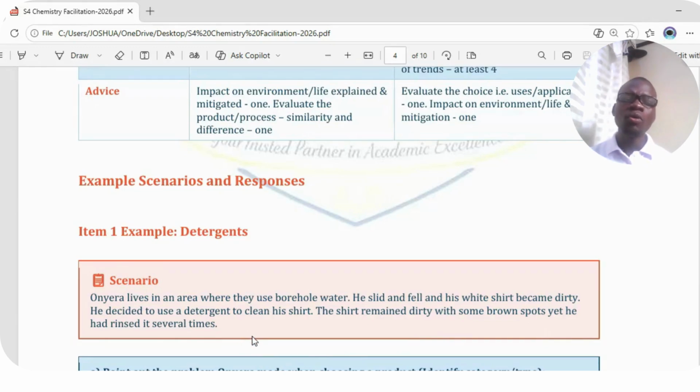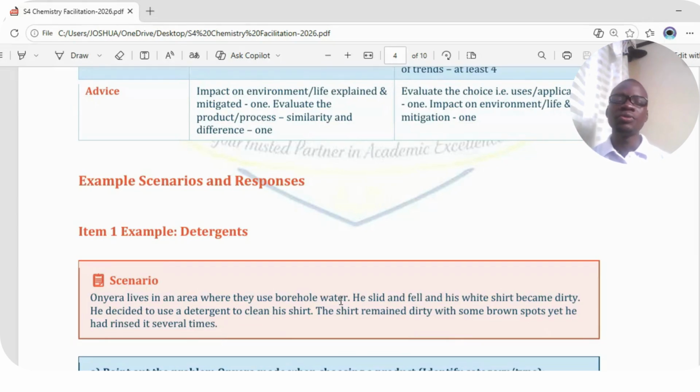So here, what you need to know before even answering is that I'm going to be examined on three major areas of assessment: category, suitability, and then advice. But the topic is detergents, meaning I need to know the two categories of detergents. That is the soapless and then the soapy detergents. Now they have talked about water. You need to know that we have soft and then hard water.